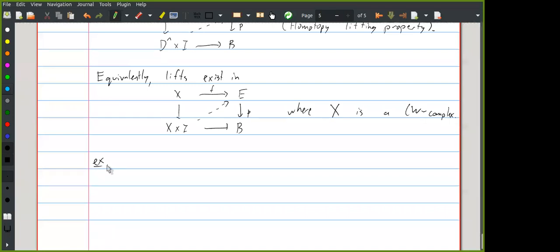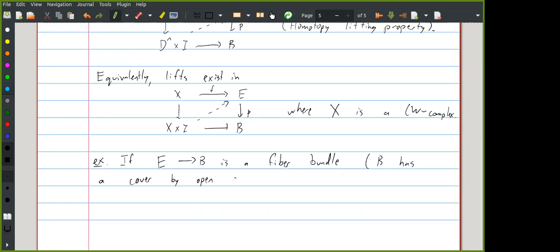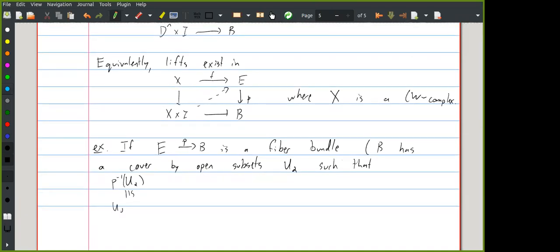So the most familiar example of maps of spaces that satisfy this property are fiber bundles. So if E to B is a fiber bundle, so in other words, B has a cover by open subsets U alpha such that the preimage of U alpha is isomorphic to U alpha times some constant fiber over U alpha. Then it's a Serre fibration.